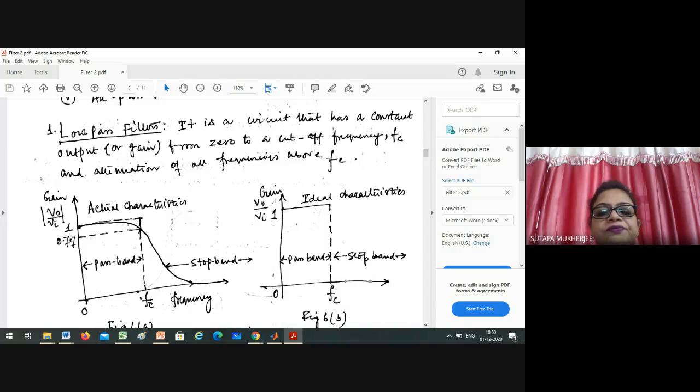But in case of practical filter, some of the frequencies after cutoff frequency are being passed up to this frequency. So this is the pass band. This is the stop band after fc and after certain frequencies additionally. This is the gain. Gain means V0 by Vi. What is V0?